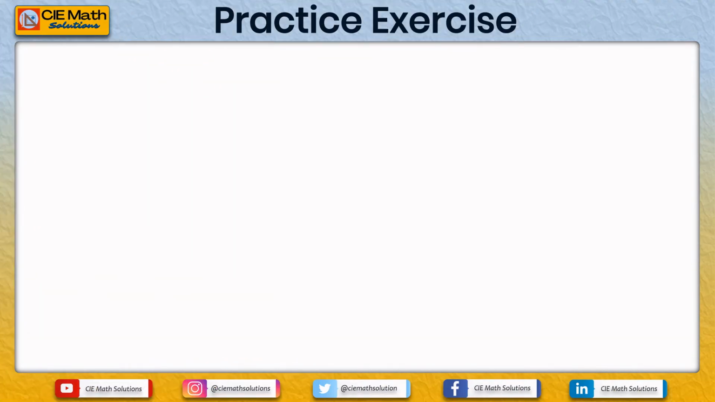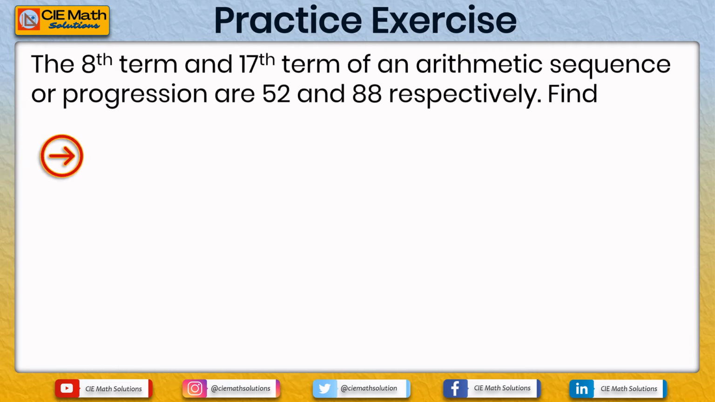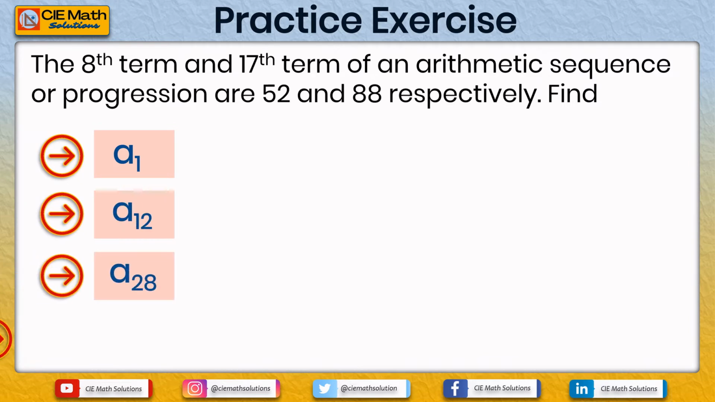Now it's your turn. The 8th term and 17th term of an arithmetic sequence or progression are 52 and 88 respectively. Find A1, A12, A28, and A42. If you would like to try to answer these items, please pause the video for a while, and when you are done, press the play button to check your answer.